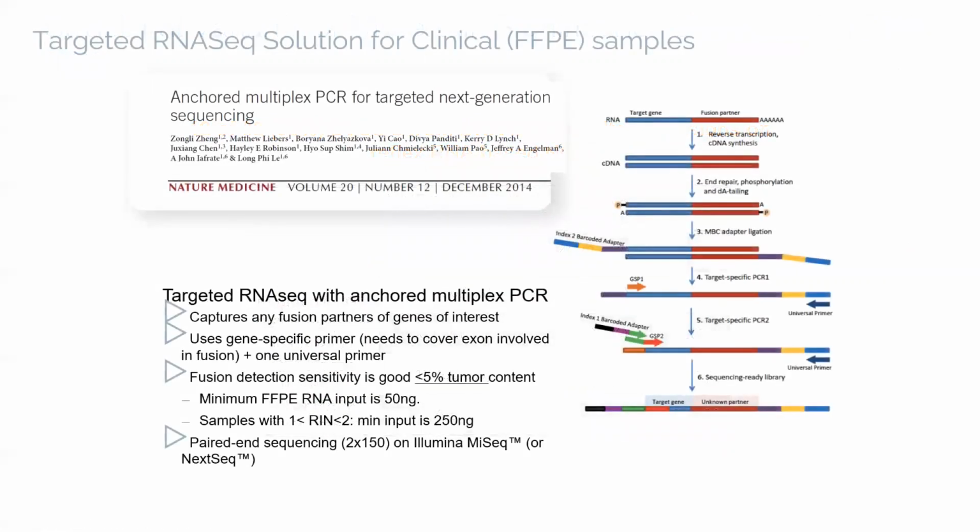So in 2014, anchored multiplex PCR was published as a novel assay for looking at fusions with RNA. This assay uses RNA with a gene-specific primer for the kinase gene and exon, and a universal primer that allows novel fusions to be discovered. Because fusions are often accompanied by upregulation of the mRNA levels, fusions can often be identified even in the context of lower tumor purity.